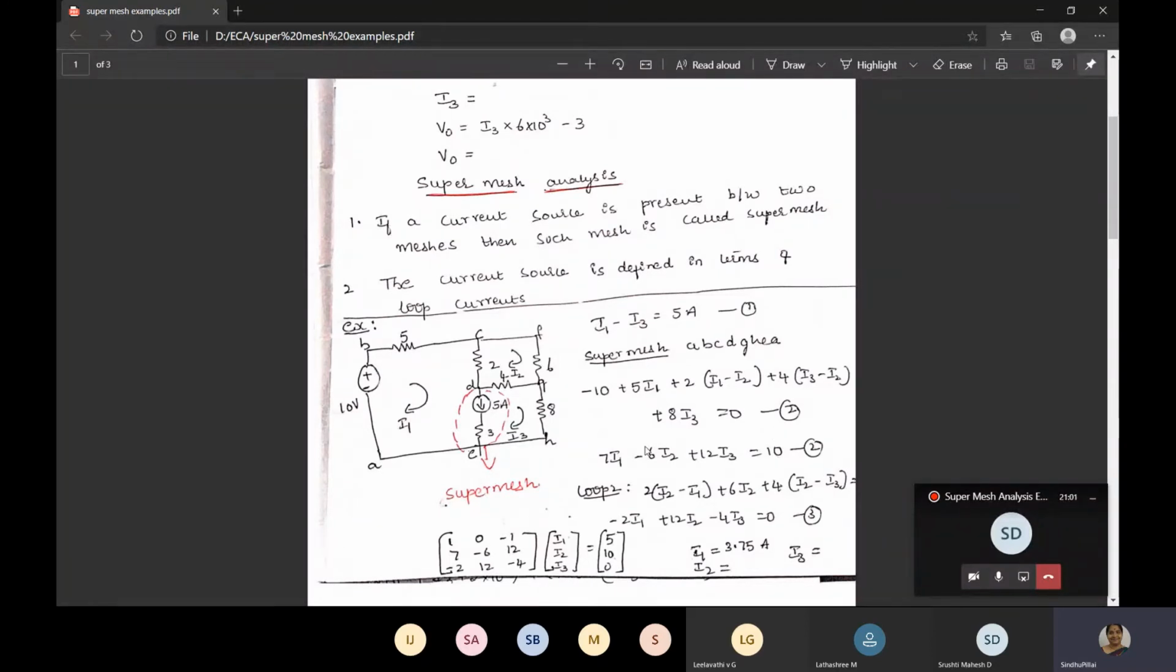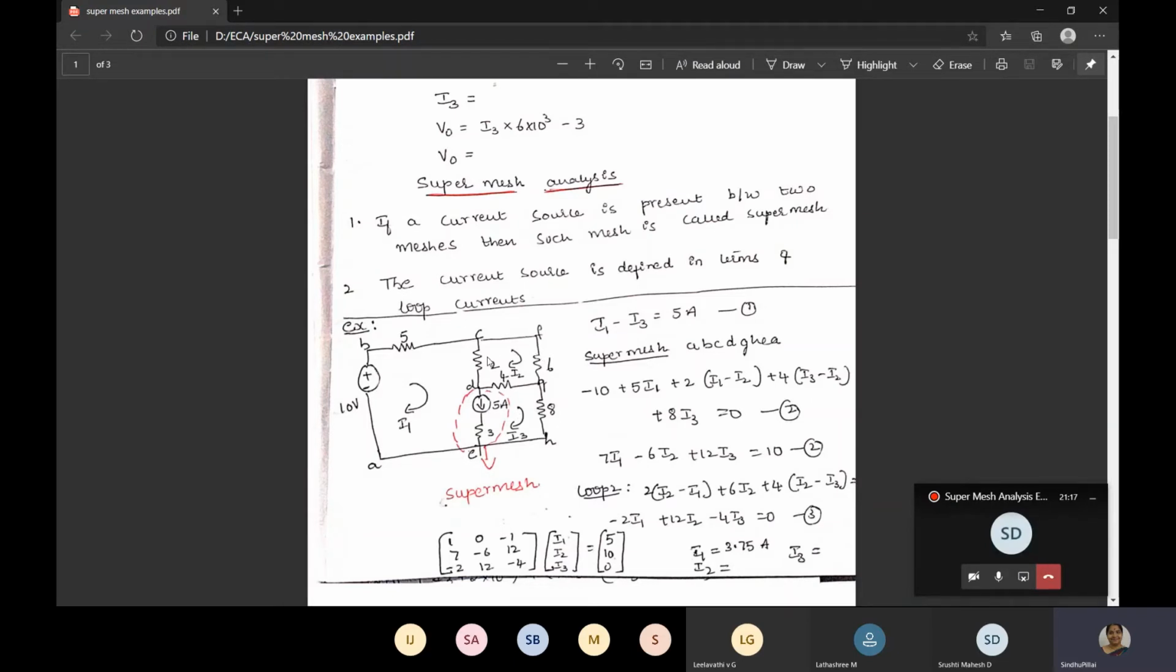How many unknowns are there here? We have 3 unknowns, so you have to write 3 equations. I1, I2, I3 are the 3 unknowns. So we wrote 2 equations now. Still one more equation is required. So one more equation we'll write for loop 2, for the I2 current.